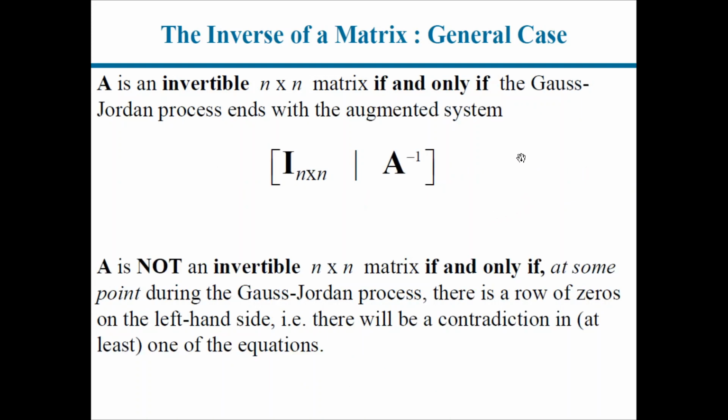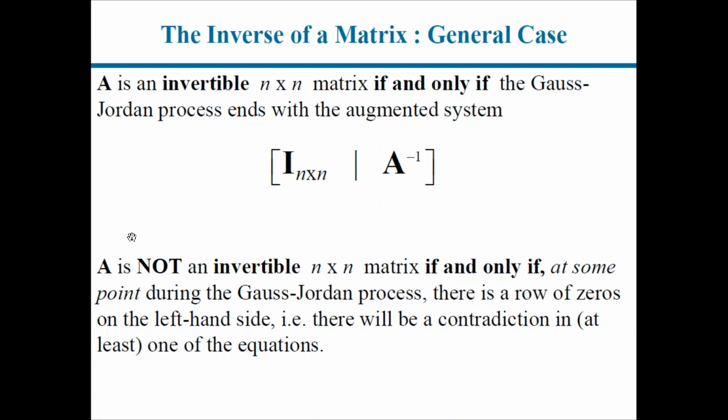If I'm successful, that means if my matrix has an inverse, or if my matrix is invertible, then I will end up at the end of my Gauss-Jordan with identity on the left side, and on the right side, whatever you see will be the inverse of your original matrix. So that's if we are successful in our process.